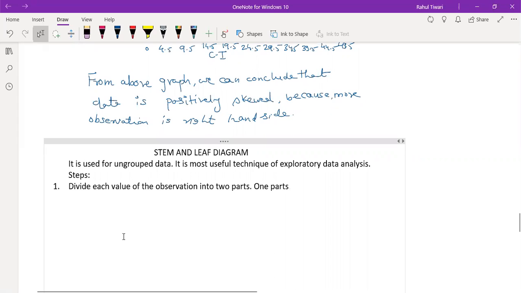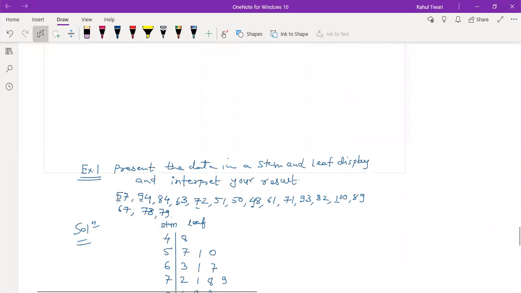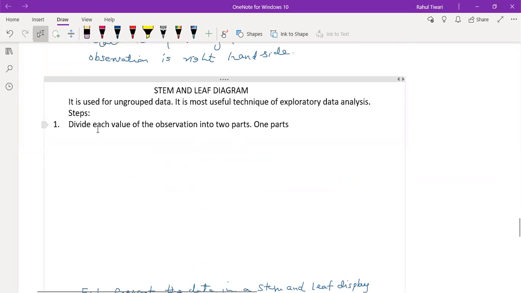आप theory खुद से लिख सकते हैं. It is very simple. You need to understand how to frame the statement. हमने क्या किया? I have considered one number and I have divided the data into two parts. Divide each value of observation into two parts. One part was stem और एक part में मेरा leaf था. तो मुझे वही लिखना है.